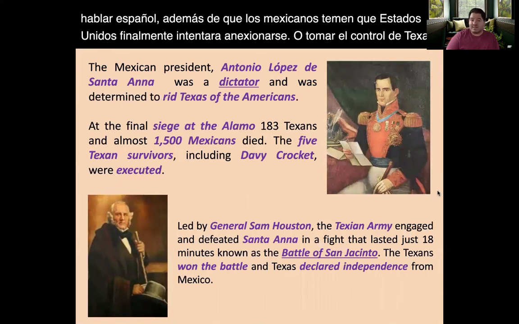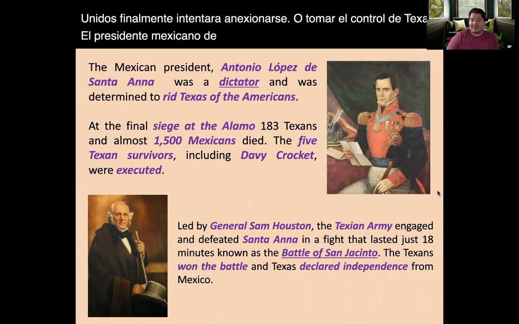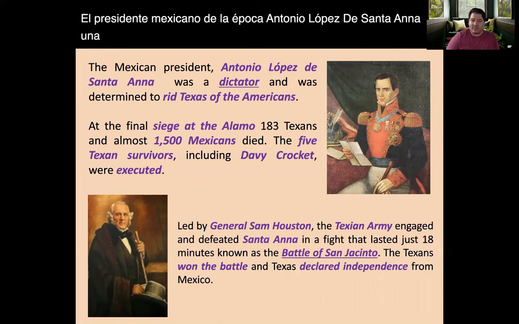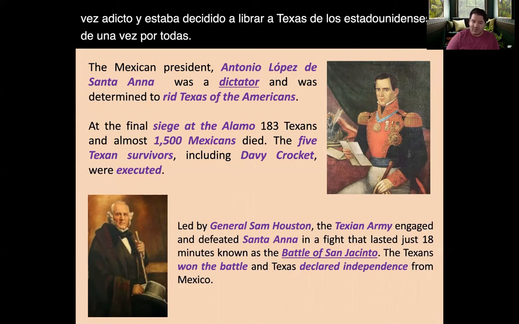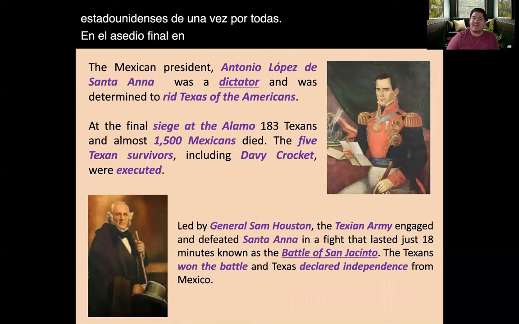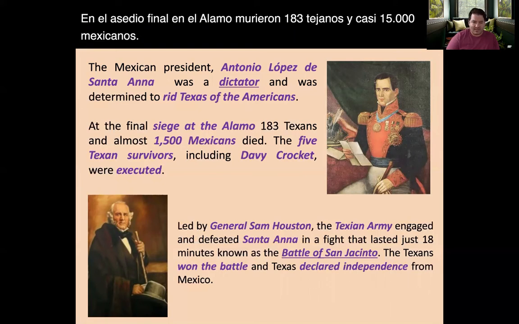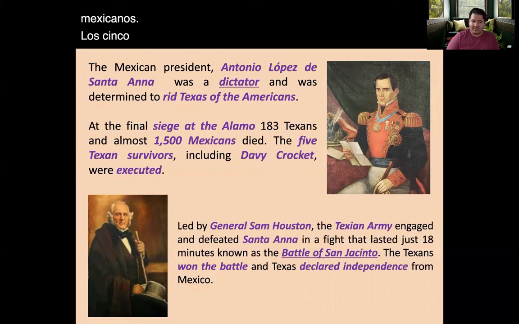The Mexican president of the time, Antonio López de Santa Anna, was a dictator, and was determined to rid Texas of Americans once and for all. At the final siege at the Alamo, 183 Texans and almost 15,000 Mexicans died. The 5 Texan survivors, including Davy Crockett, were executed.